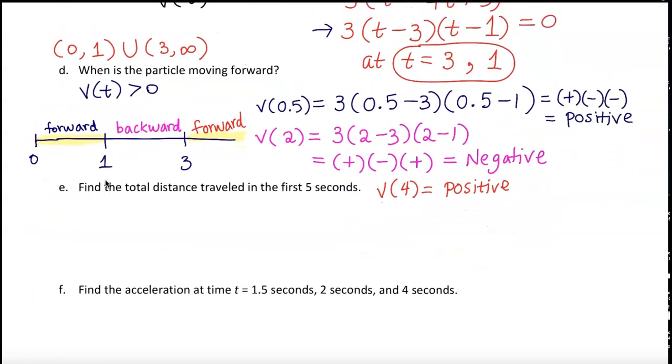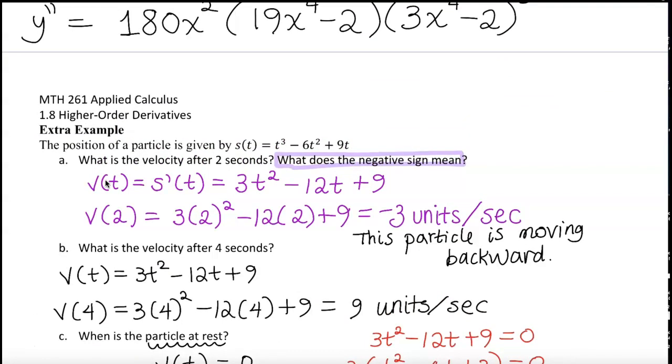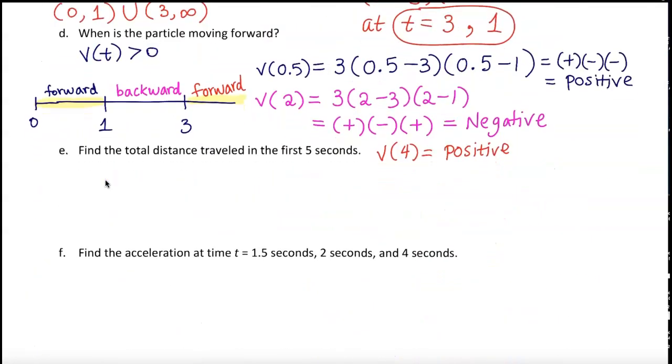E, find the total distance traveled in the first 5 seconds. Interesting. This is super interesting. Well, the distance function is given, right? The position of a particle is s of t equals t cubed minus 6t squared plus 9t. So I'm wondering, can we just go ahead and use this function? Like, can we just plug in 5 in here? But I just realized that we just kind of did this together, that this particle is moving forward and moving backward in these places. So I'm going to be a little more careful.